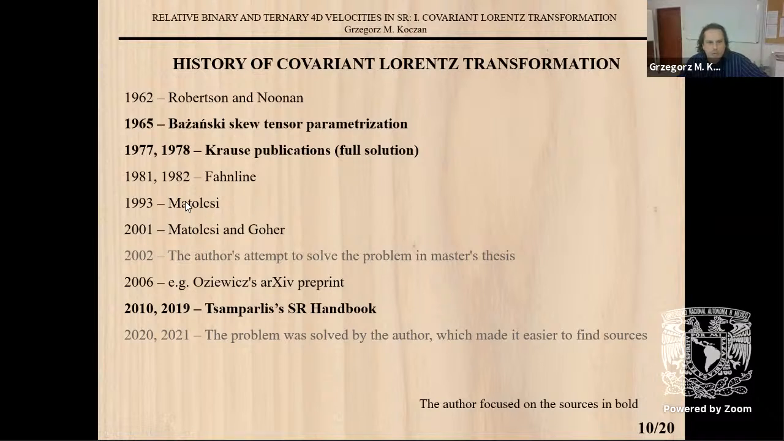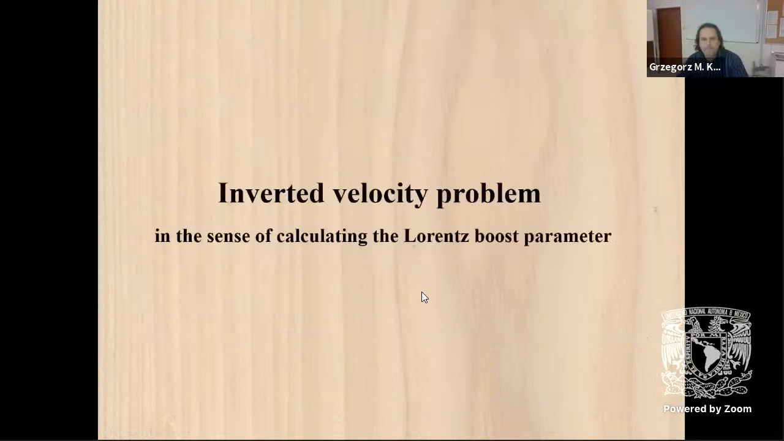Let's see the history of this covariant Lorentz transformation. For us, the more important date is 1977 or 1978, when Krauss published and gave a full solution in the form I showed on the previous slide. Of course, other scientists arrived at this concept, but it is very little known in handbooks. I found only one handbook, the SR handbook by some parents. Yes, let's go.